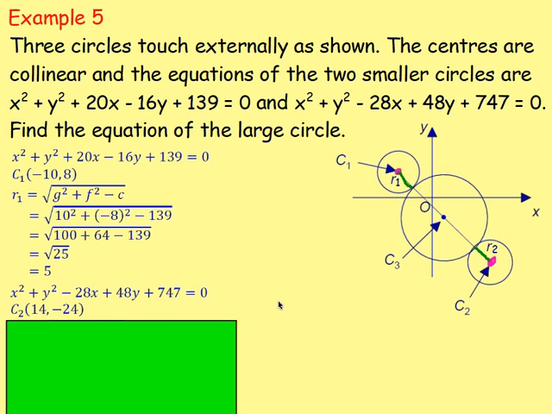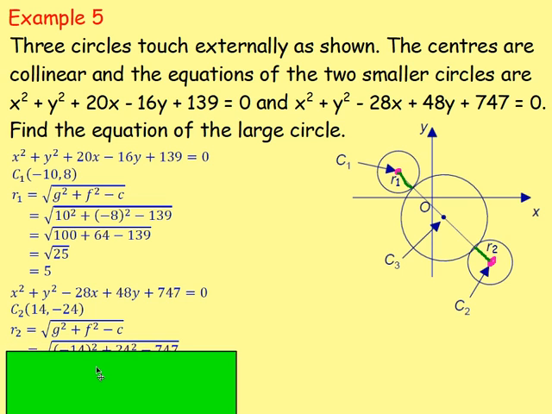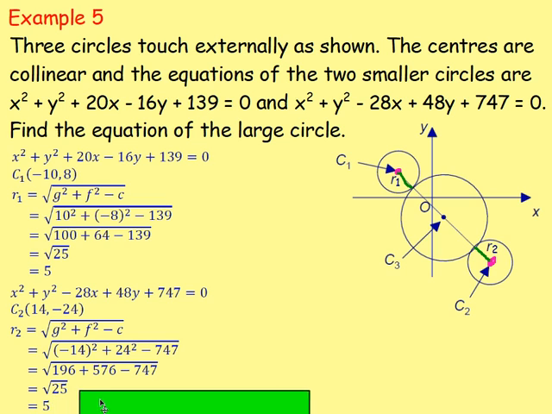Take the values of g, f, and c again. At the side, write down 2g equals, 2f equals, c equals, half 2g and 2f, and from there you can sub that in to this equation here. So the radius will be given by negative 14 squared plus 24 squared, take away 747, which will then work out to be the square root of 25, which is 5. If you're looking at it, then this is also 5. So we've got a radius of 5 here, and we've got a radius of 5 here.